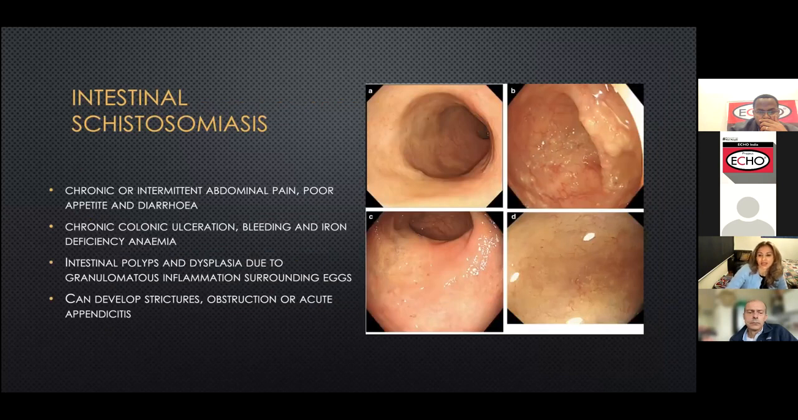It is, of course, a gastrointestinal infection. So yes, you can potentially see changes of this in endoscopy. Patients can present with abdominal symptoms, intermittent abdominal pain, poor appetite, diarrhea. It can cause chronic ulceration, bleeding, and iron deficiency anemia. It can even lead to a sort of pseudopolyposis type syndrome. And chronic inflammation can lead to strictures or obstruction, and it is a rare cause of acute appendicitis.